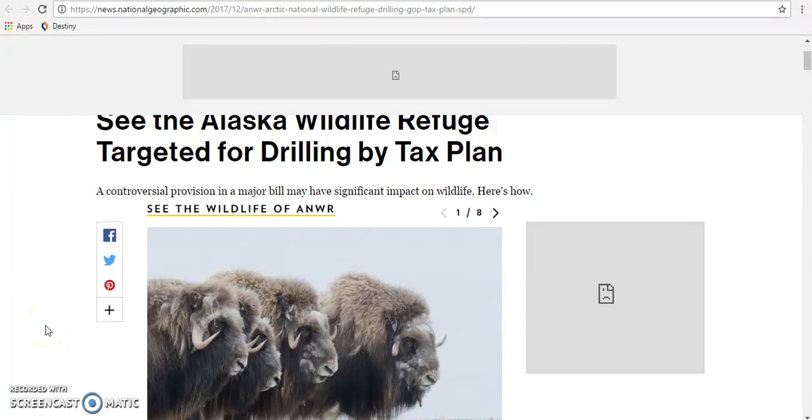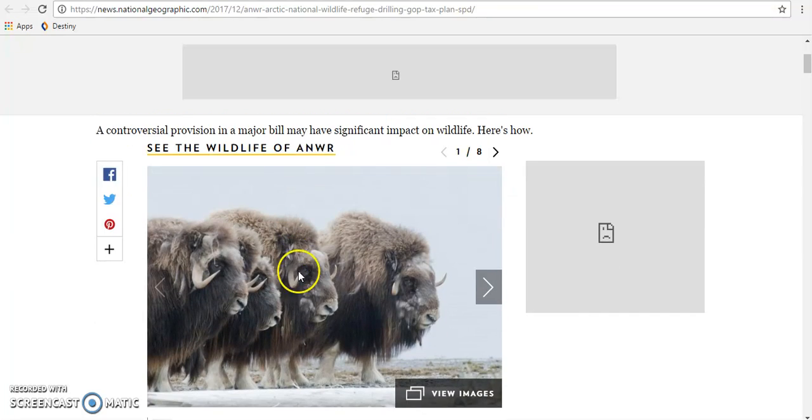The next thing we're going to look at is that sentence underneath the headline that says a controversial provision in a major bill may have significant impact on wildlife. So now we know it's something that's controversial, and we want to start thinking about, okay, what would be controversial? What would that be? Now this article is kind of cool because it talks about the wildlife refuge, and it shows you some images of animals that are in the Alaskan wildlife.